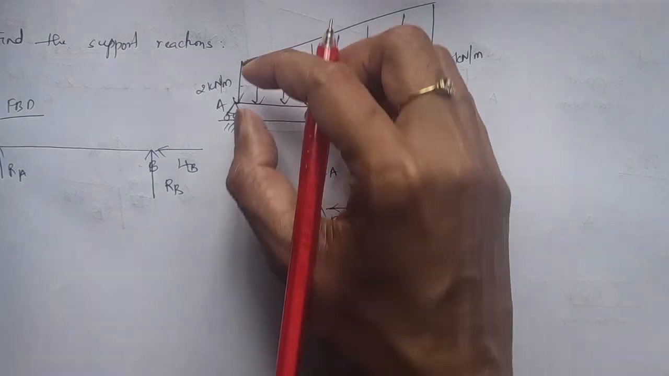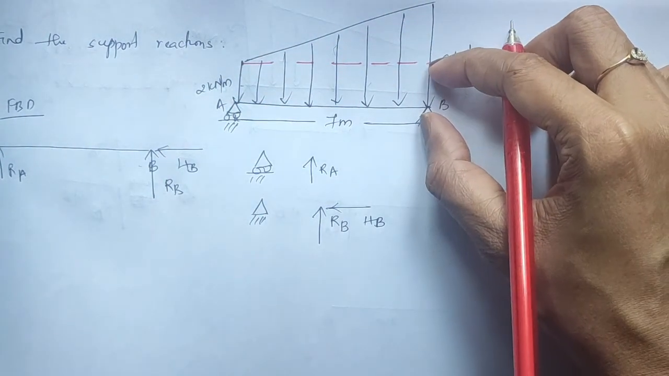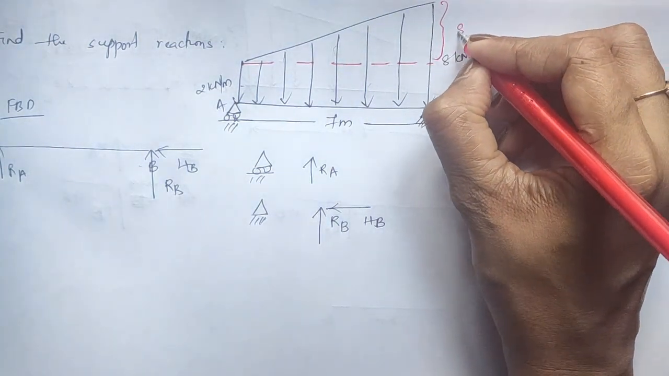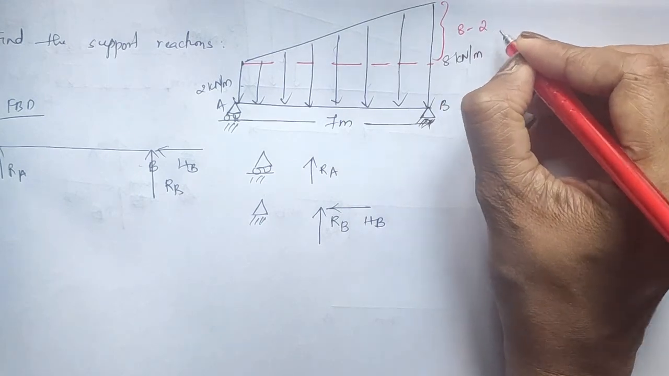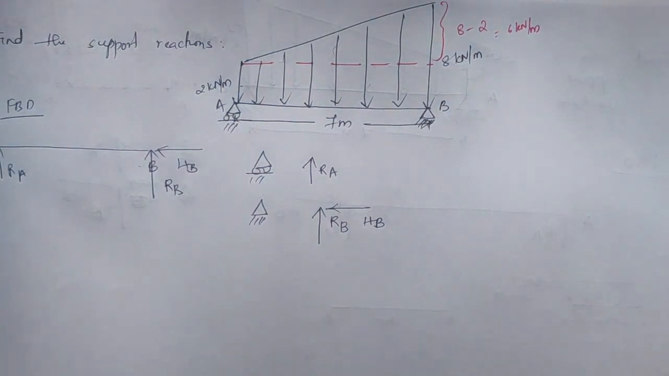Now you can see the height of this rectangle is 2 kilonewton per meter. So obviously this height will be 2. Can you find the height of the triangle? That will be 8, the total height, minus 2. So you will get 6 kilonewton per meter. I hope that's clear. That's how you find the height of the triangle.